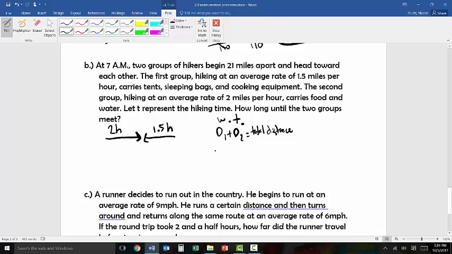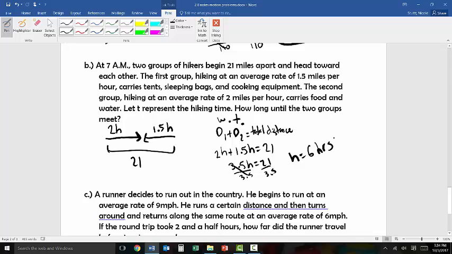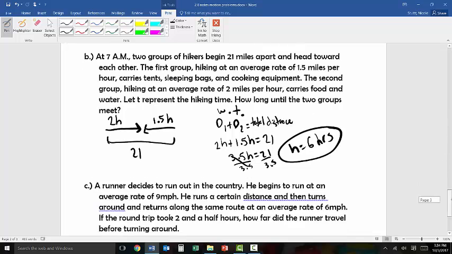So we want to go ahead and add our distances. So we're going to add our 2h and our 1.5h. And it says that they started 21 miles apart. So they're working together to cover 21 miles. And then we just go through and solve. So they were walking for 6 hours each.